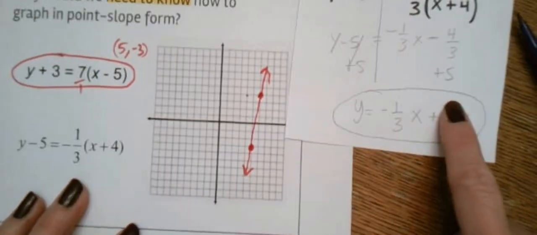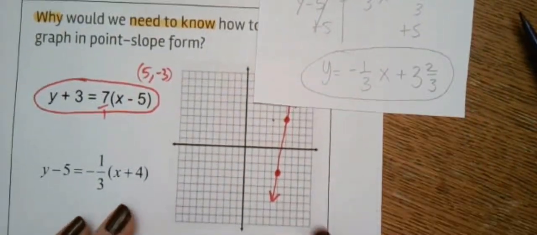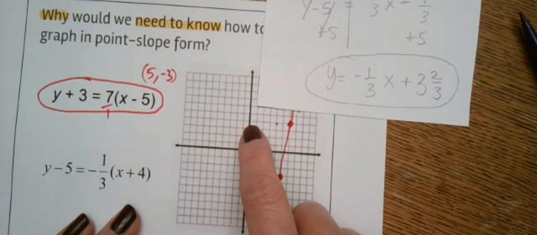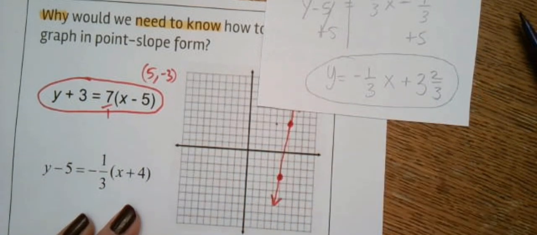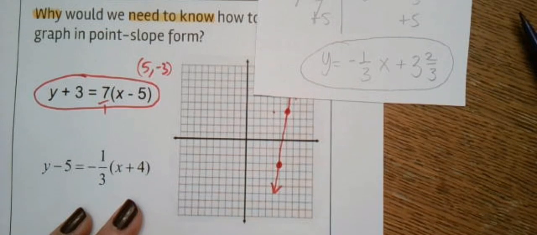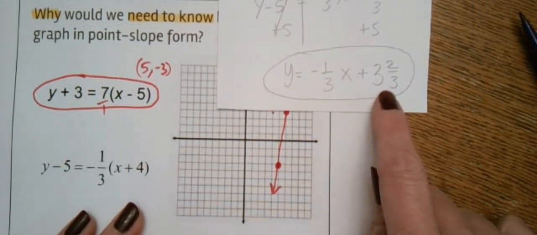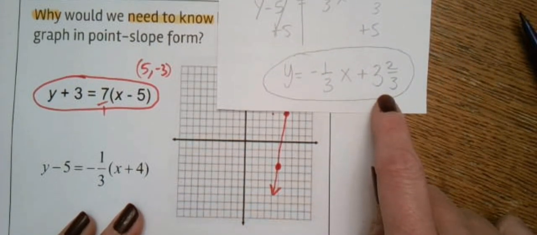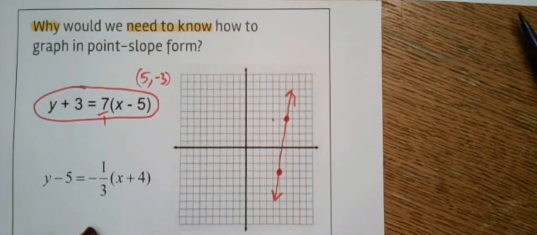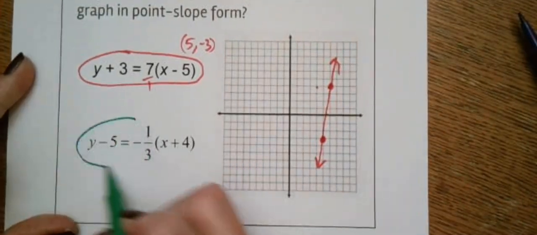Are you going to be on a computer? Are you going to be able to go up exactly 3 2/3 and make a perfect point on 3 2/3? No. So what if the intercept is an icky number that's not a whole number? Then you're going to have a problem. So again, that's why we learn how to do this in another form.